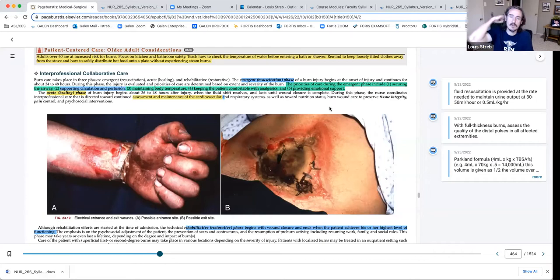But do you really need to know emergent versus acute versus rehabilitation? I don't know what they want. I think resuscitative, emergent, that's just the very first part. That's that first day or two. What are we really worried about?